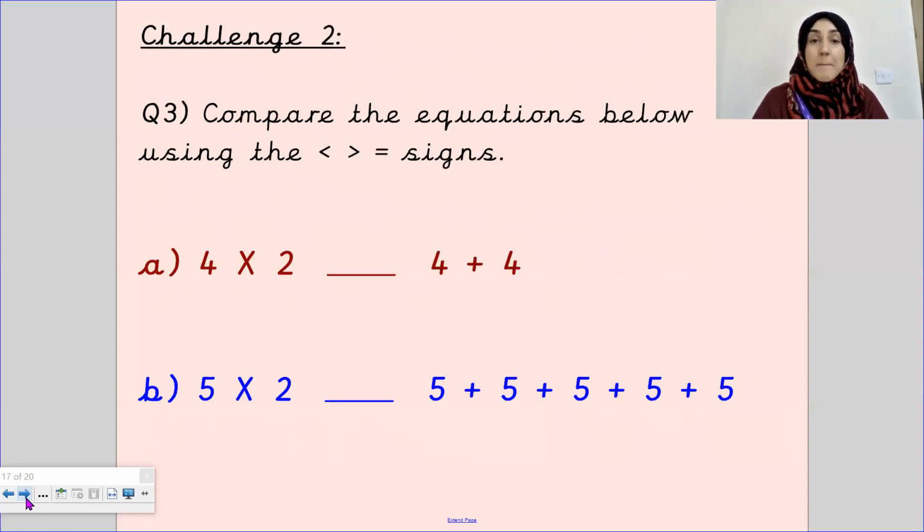Moving on to challenge number 2. Question 3. It says compare the equations below using the more than, less than, and equals to sign. So just like we did together, first find the answer for each side and then compare and see if it is more than, less than, or equal to. And please complete that for A and B.